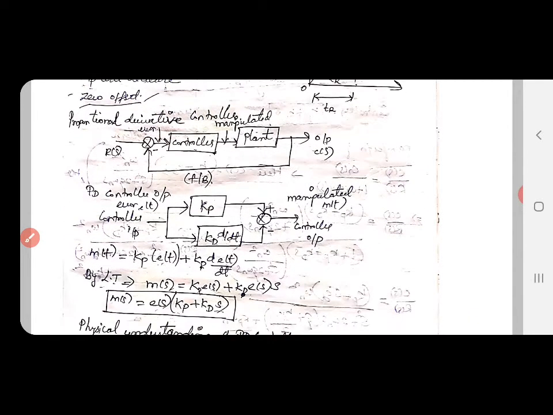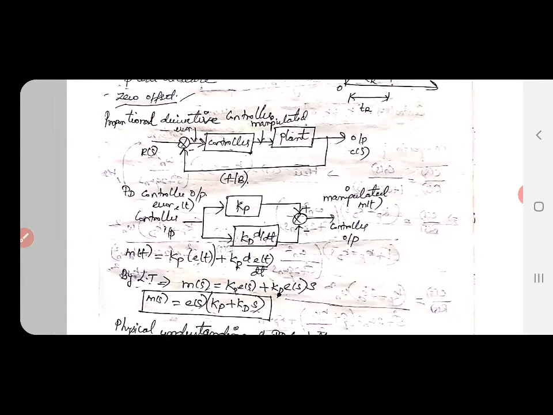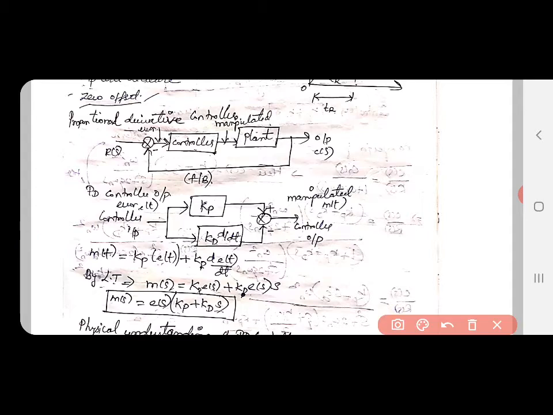Then we can see the proportional derivative controller. As we saw before, R(s) is the input of the block diagram and the output is C(s). Then the proportional derivative controller will be Kp and then Kd into d by dt. First we can write the equation m(t) = Kp into e(t) plus Kd into d e(t) by dt.